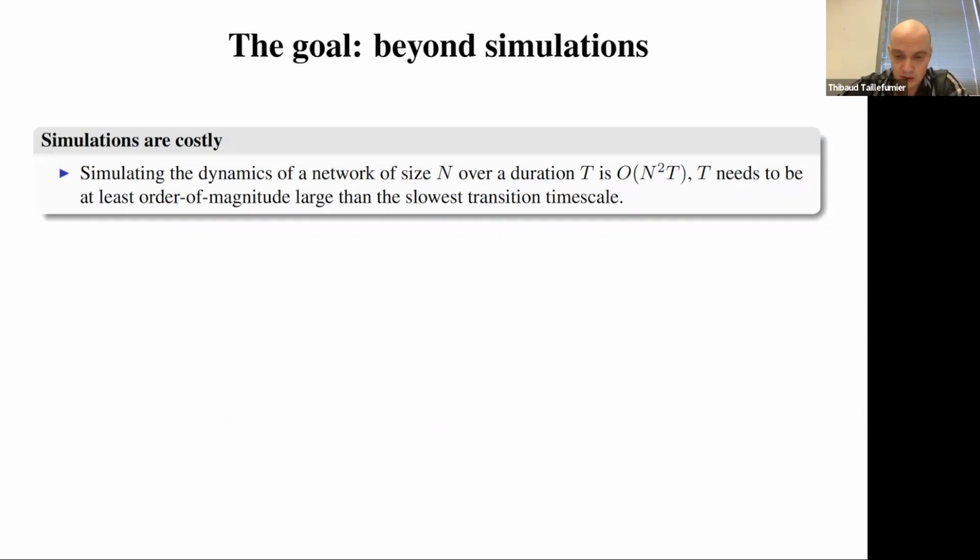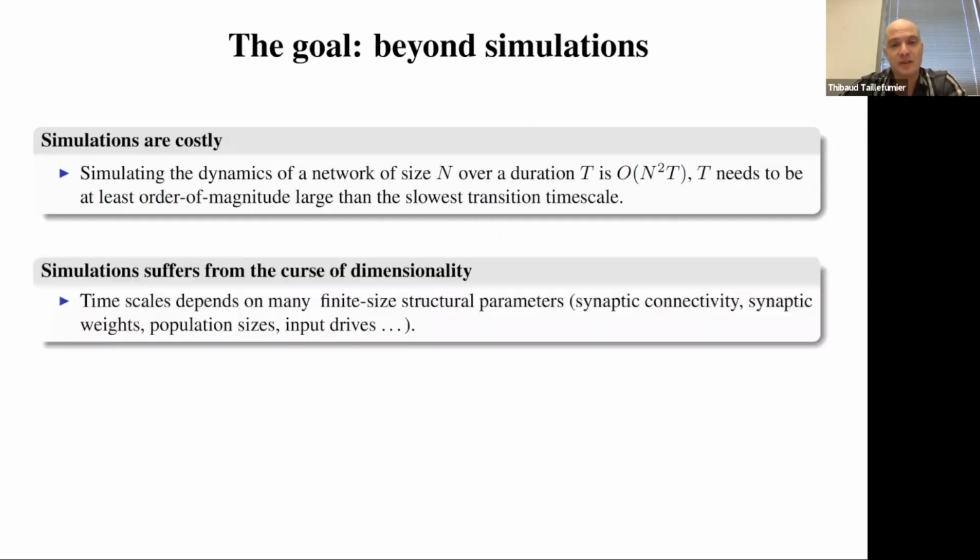Then another limitation of simulation is that, if you're thinking of something that depends on the network structure, there are many structural parameters whose finite size can be crucial, and it's going to be especially crucial for inferring transition timescales. That means we're looking at an object that's very high dimensional, and this is also going to be the source of a lot of complexity.